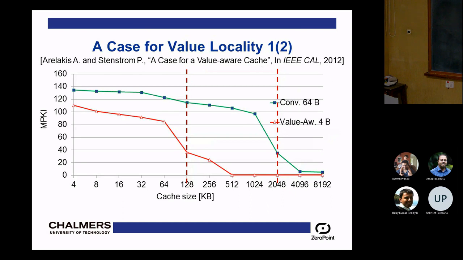Yeah, so for the value, you mean why I say 4 bytes there, right? So what we did here in the experiment, in a value cache, we couldn't make sense of what a 64 byte block means, because you're interested in the values, right? So 4 byte means just that, we store the 32 bit values, right?